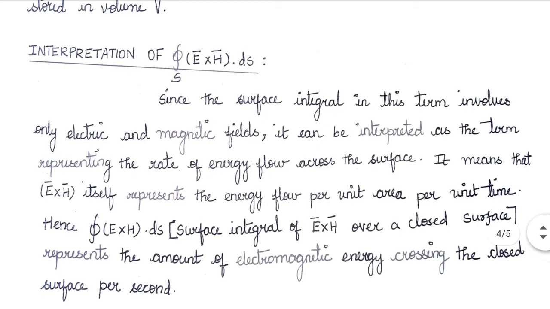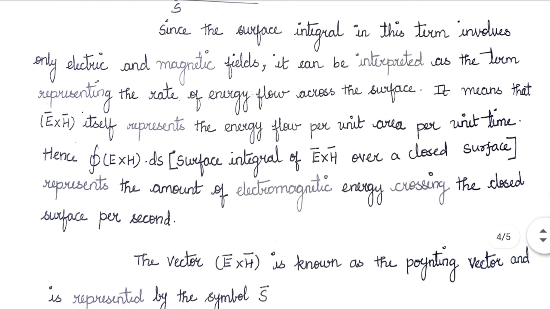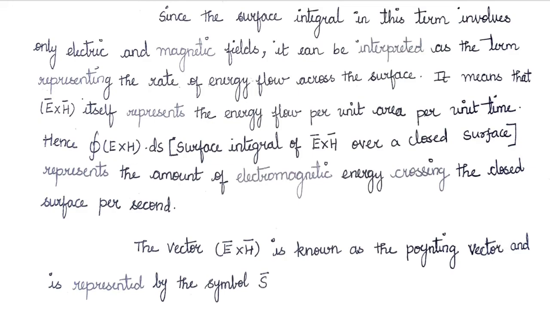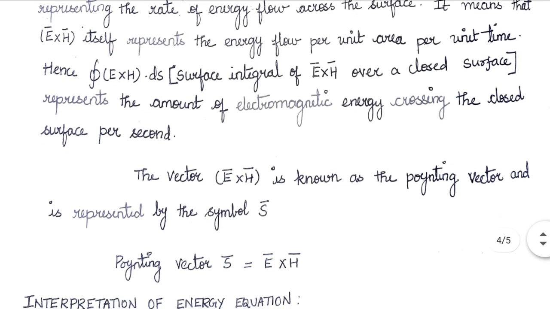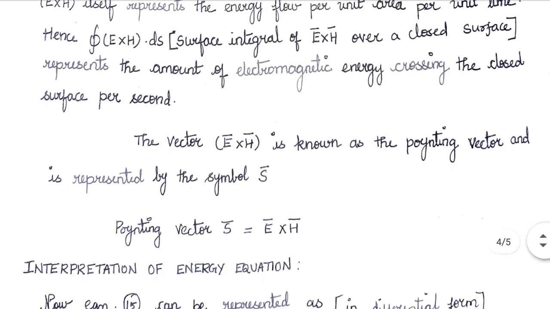Now let us move to the second term of the right hand side. This closed integral of E × H · dS can be interpreted as a surface integral term which includes both electric and magnetic fields, and which represents the rate of energy flow across a surface, or we can say it is equal to the amount of electromagnetic energy that is crossing the closed surface per second. And this vector E × H can be represented by a symbol S, which is known as Poynting's vector. So this term gives you the amount of energy flow per unit time per unit area. So far we have interpreted all the terms of the energy equation.